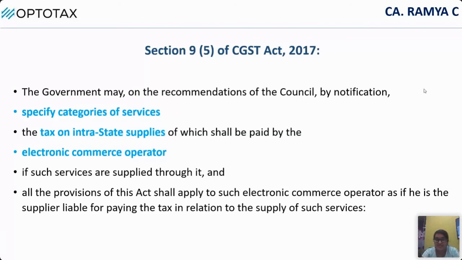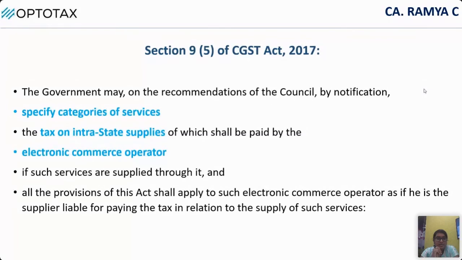Okay. So section 9.5 is not reverse charge. Only section 9.3 and 9.4 is reverse charge. So if someone asks you what are the sections in RCM, it is just 9.3 and 9.4. Why? Because section 9.5 says tax will be paid by the e-commerce operator, not by the supplier.